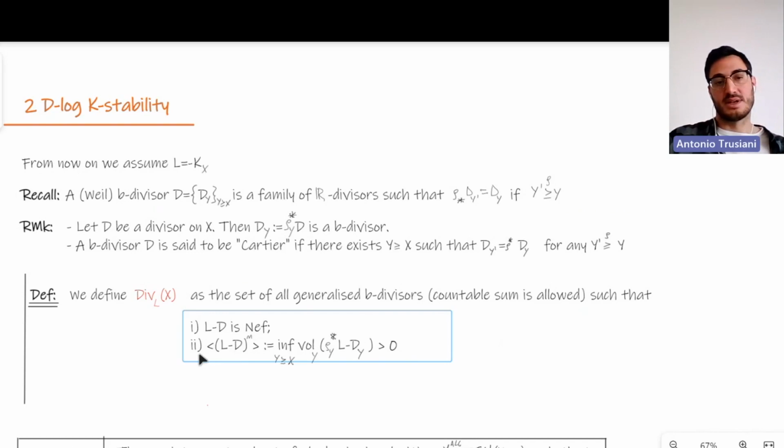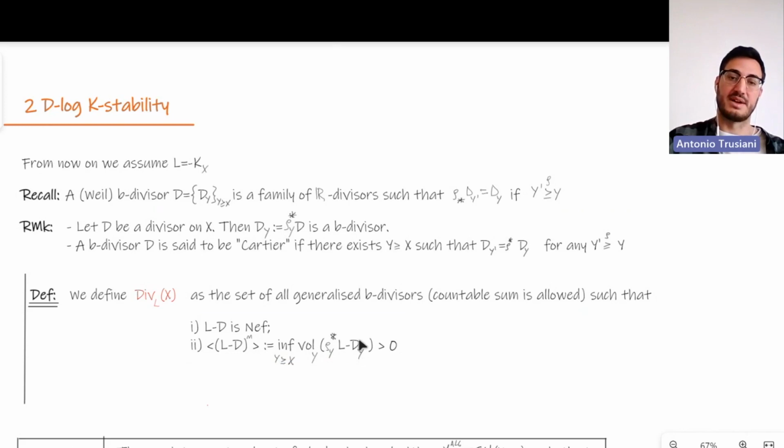While the second assumption is just saying that this intersection, the top intersection, defined as the infimum of the volumes, is positive, because by the negativity lemma these D_y are increasing, so this is decreasing. So this volume is positive. So we want that the classes that are nef in codimension 1 for any y are actually uniformly big.